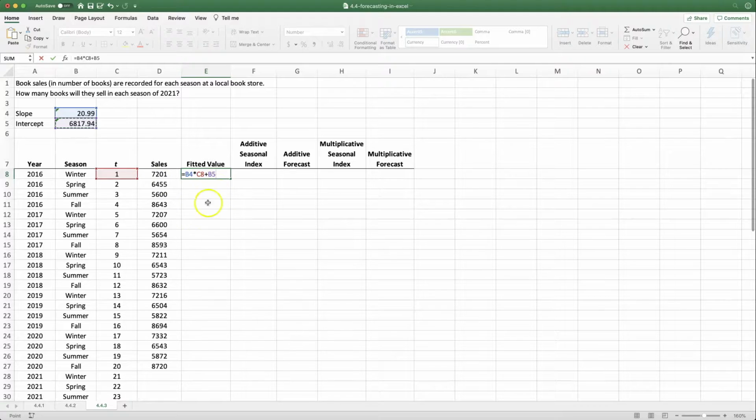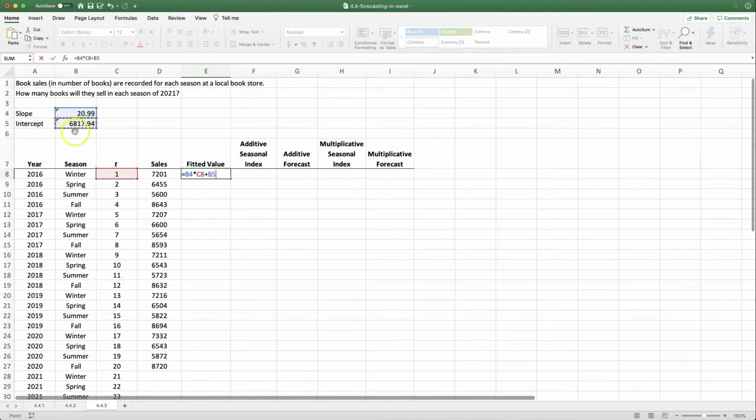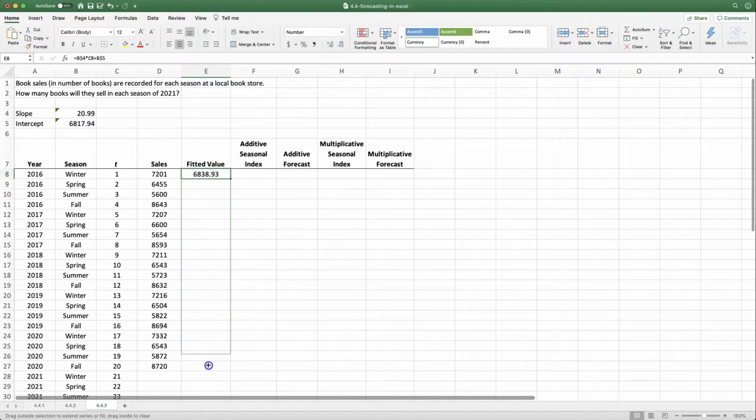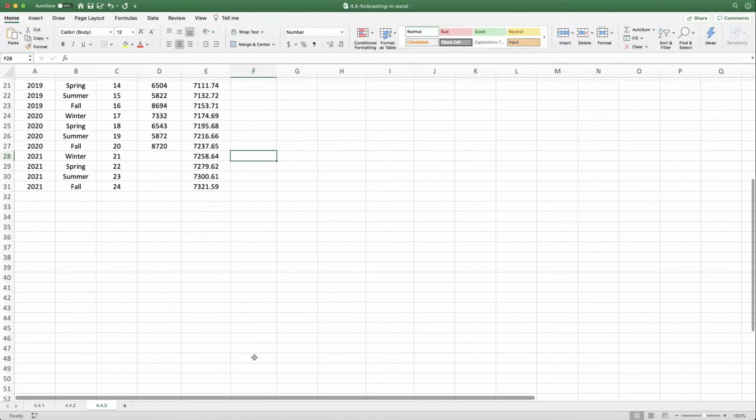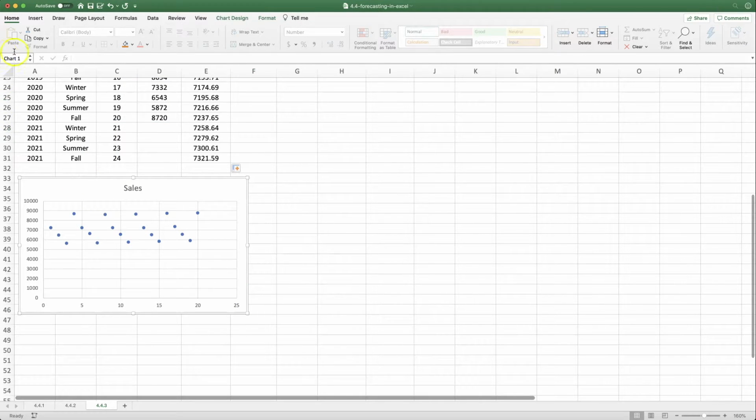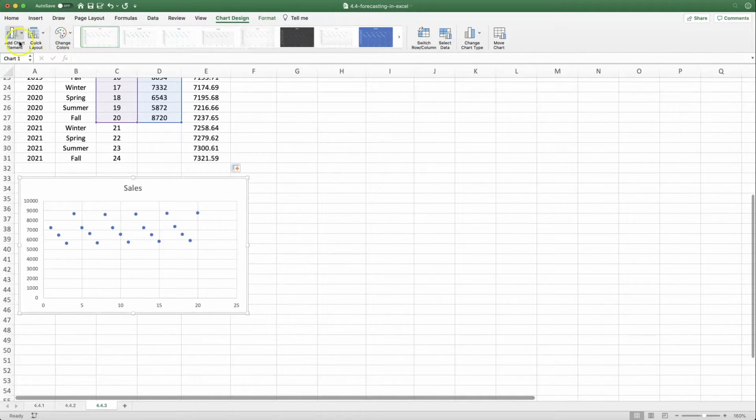When I autofill this to the remaining seasons, I don't want the references to these to move, so we're going to want to fix their row numbers. So put a $ sign in front of the 4 in B4 and put a $ sign in front of the 5 in the intercept's B5. Hit enter and autofill this to all of the seasons. These are our unadjusted forecasts for each season using the regression line. That's the regression line that you could also stick on this chart. So these unadjusted values that we've computed in column E are the values along this regression line here.